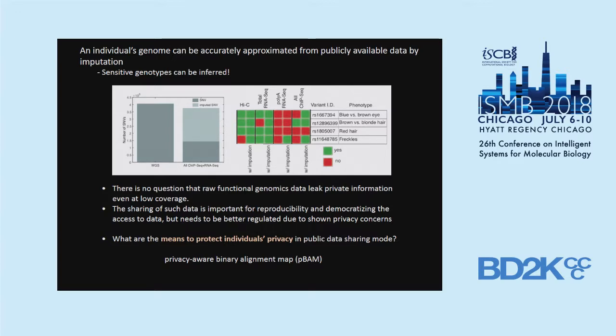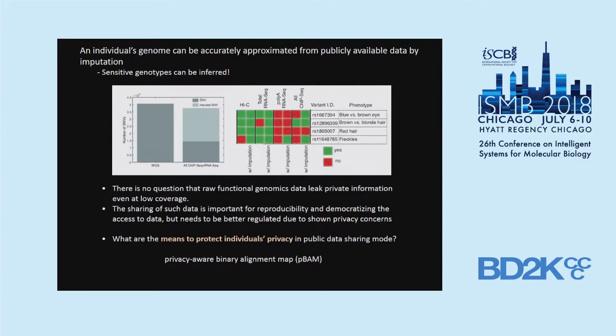So basically what I've shown so far is that there's no question that there is leakage in raw functional genomics data. But we believe that the sharing of such data is important for reproducibility, and also for the rapid advancement of biomedical data science. So we were thinking about how we can improve these data files so that we can release the data while protecting patients' privacy. And the good thing about this data is that we don't necessarily need the sequences. We only need to know the places where the sequences overlap in the genome.